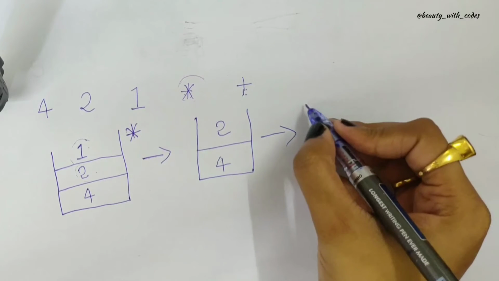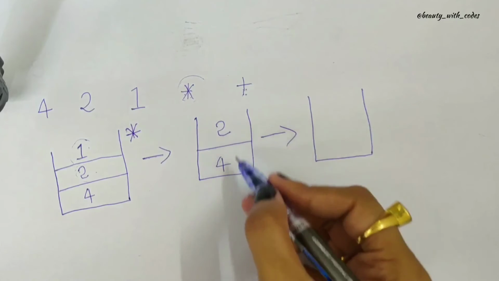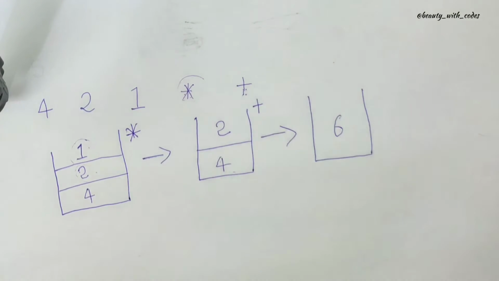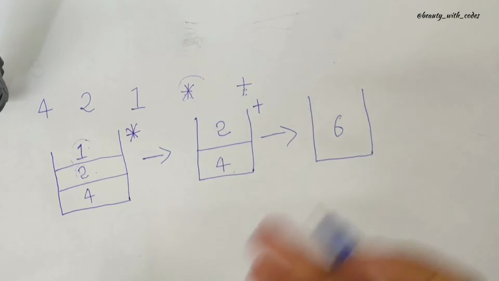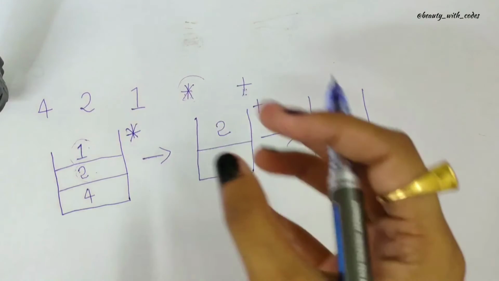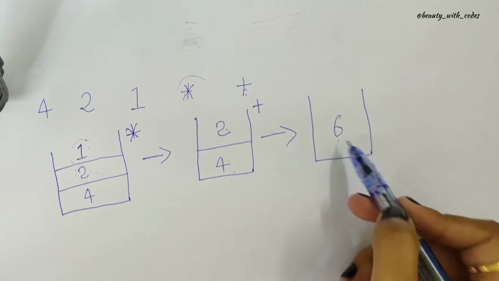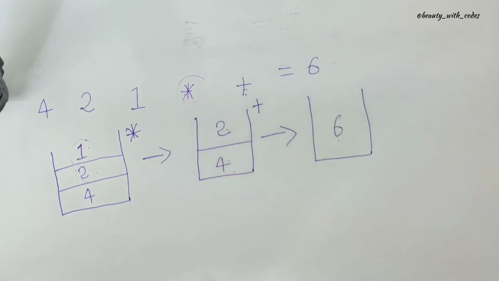So finally, what is our stack going to look like? 4 plus 2, this is nothing but 6, isn't it? Plus is an operator, so it is not supposed to enter the stack, but it is supposed to evaluate the values or the operands inside the stack. So 4 plus 2 is nothing but 6. Okay, so the value of this postfix expression is nothing but 6.